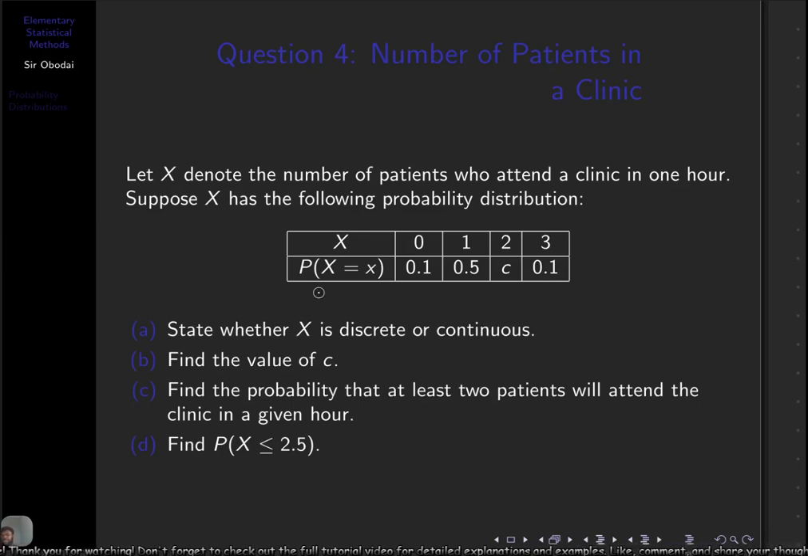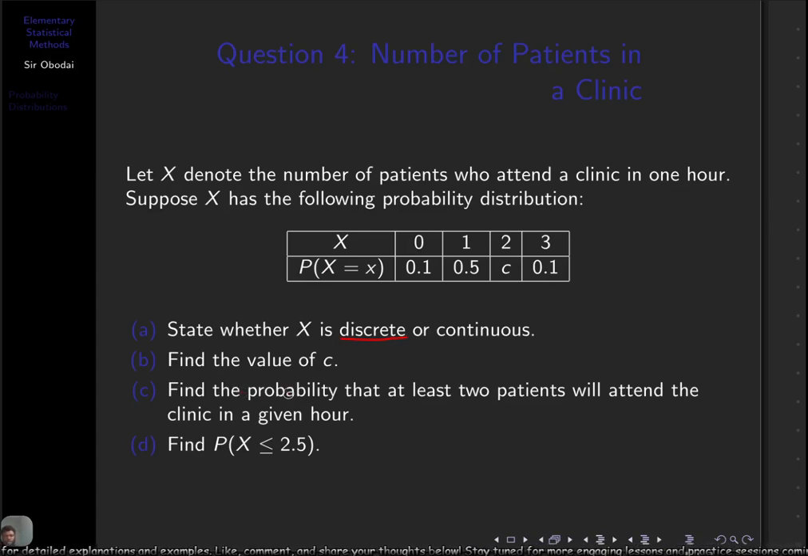In our tutorial lessons, we learned that discrete random variables have distinct values, whereas continuous random variables take values within a range. If you look at X over here, our random variable has values of 0, 1, 2, and 3. These are distinct values. Hence, random variable X is what? A discrete variable.